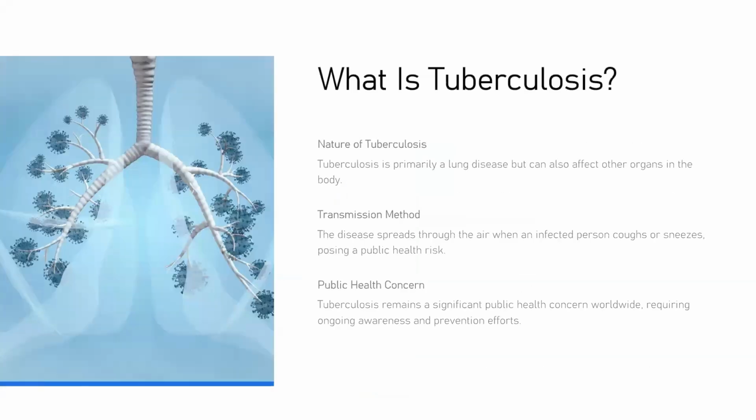Okay, let's start out with definition. So what is tuberculosis? Tuberculosis, or TB for short, is primarily a lung disease that can also affect other organs in the body. And regarding transmission mode, the disease spreads through the air when an infected person coughs or sneezes, posing a public health risk. So tuberculosis remains a significant public health concern worldwide, requiring ongoing awareness and prevention efforts.